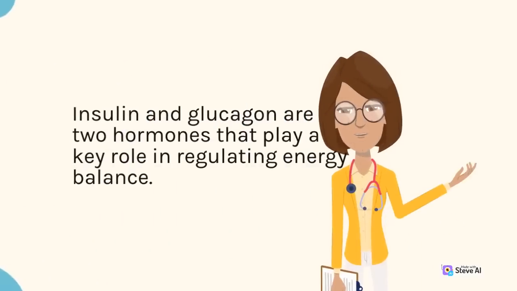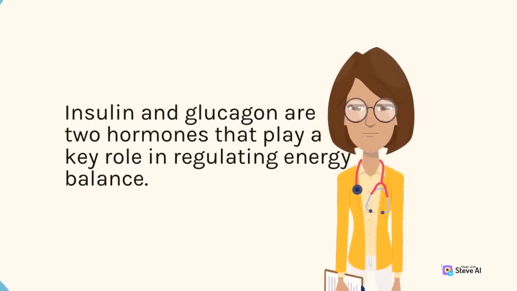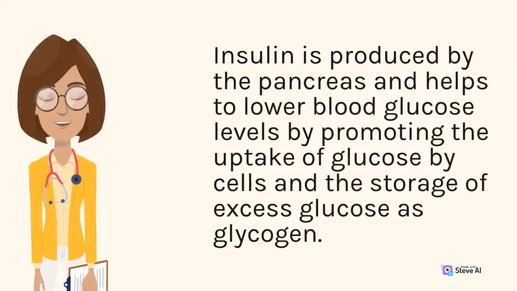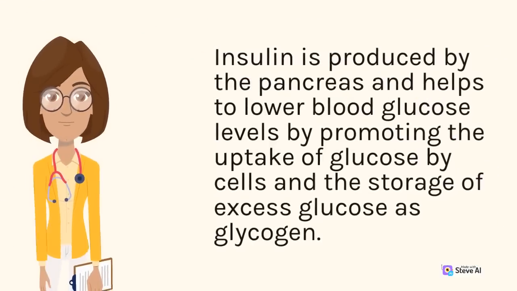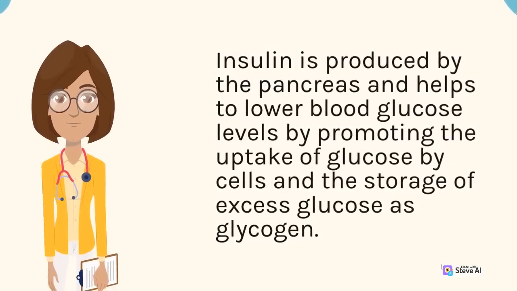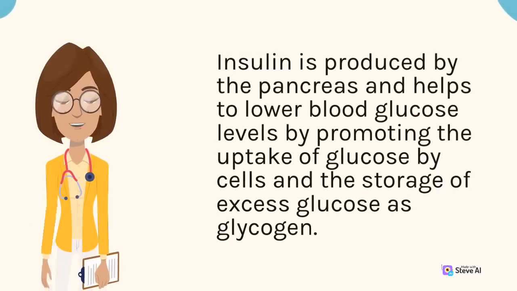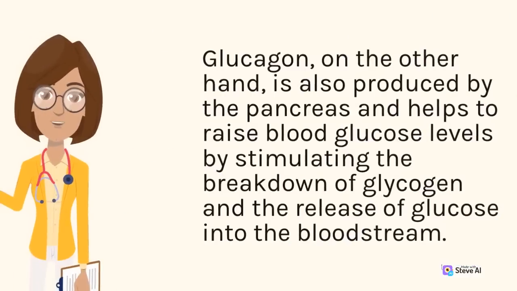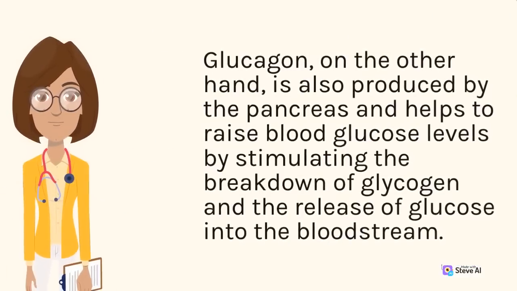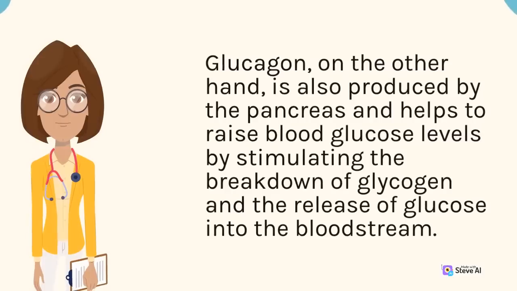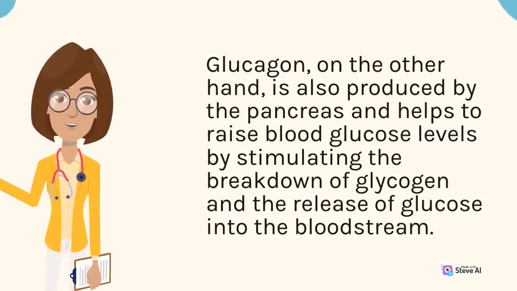Insulin and glucagon are two hormones that play a key role in regulating energy balance. Insulin is produced by the pancreas and helps to lower blood glucose levels by promoting the uptake of glucose by cells and the storage of excess glucose as glycogen. Glucagon, on the other hand, is also produced by the pancreas and helps to raise blood glucose levels by stimulating the breakdown of glycogen and the release of glucose into the bloodstream.